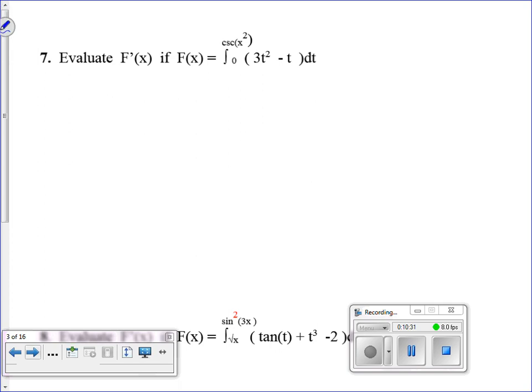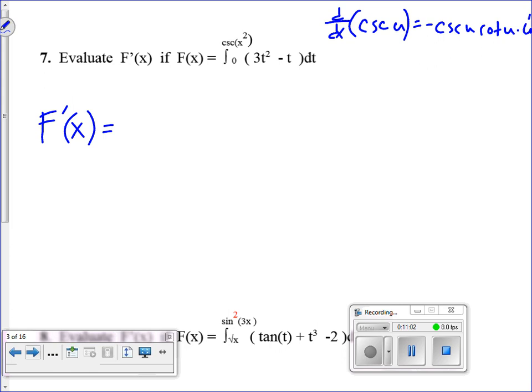Okay, so the next one gets a little more interesting, but it's still the same thing. So to take the derivative of a definite integral function, that's what I'm calling them instead of accumulation function, so you'll remember: derivative of upper. So the derivative of cosecant of u, if you remember, when you take the derivative of the cosecant of some angle u, it's negative cosecant u cotan u times u prime. So the derivative of upper would be negative cosecant x squared cotan x squared times 2x.